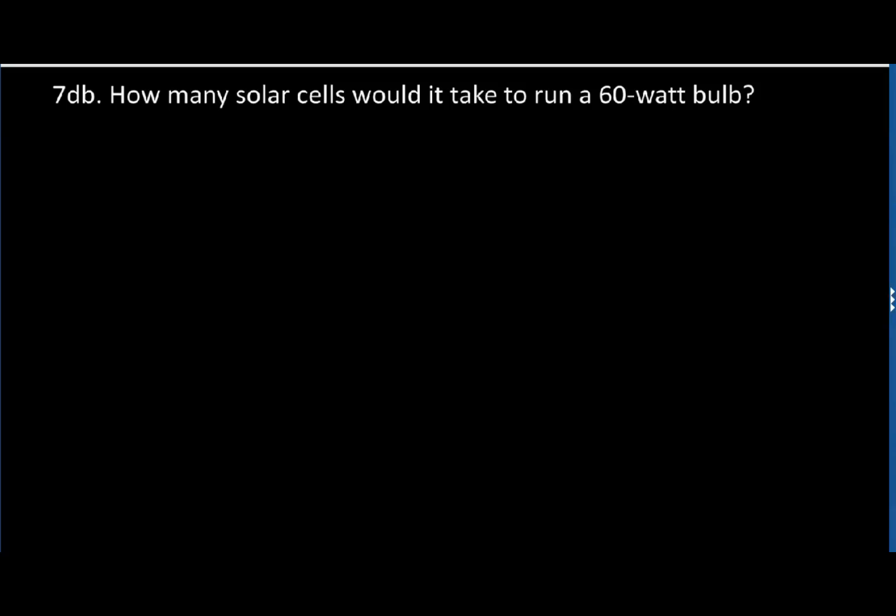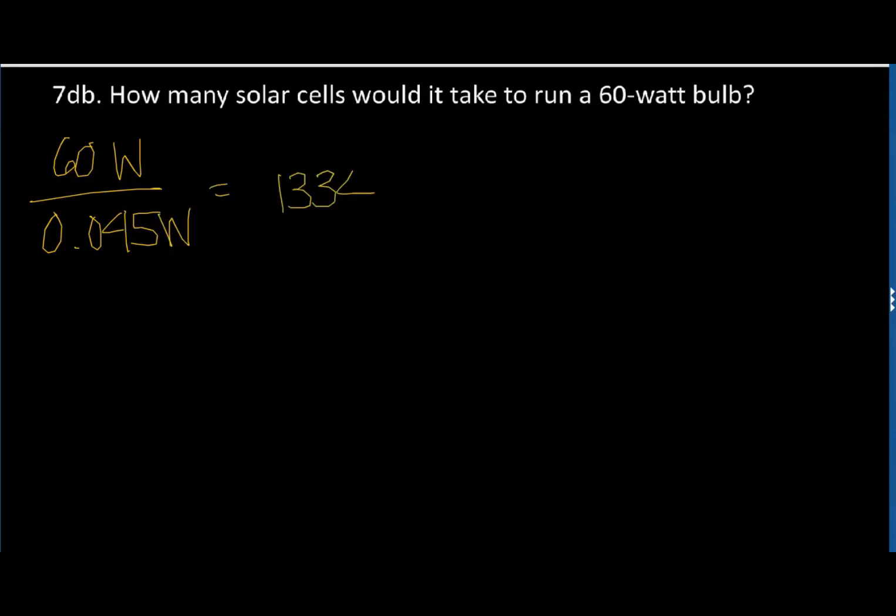Okay, so how many solar cells would it take to run a 60-watt bulb? Our solar cell was 0.045 watts, and a 60-watt light bulb is 60 watts. So we're going to do 60 watts divided by 0.045 watts. It's going to be 1334 solar cells.